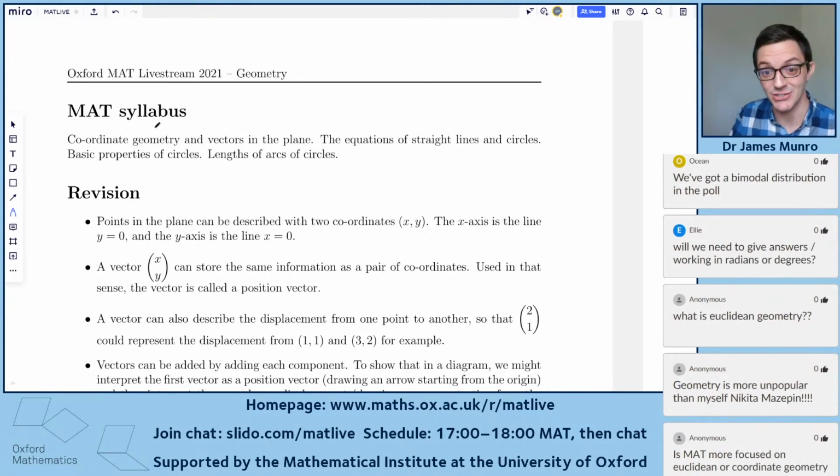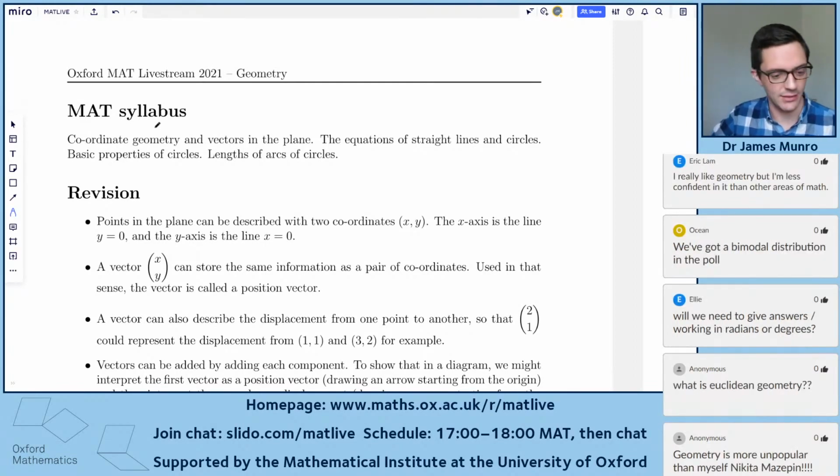We do degrees in the questions just in case people don't know about radians or don't like radians. Okay. Really like geometry, less confident in it than in other areas of maths. Okay. So I'm going to try and do some bits of geometry today.